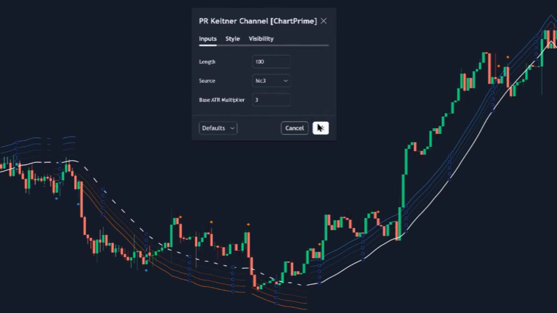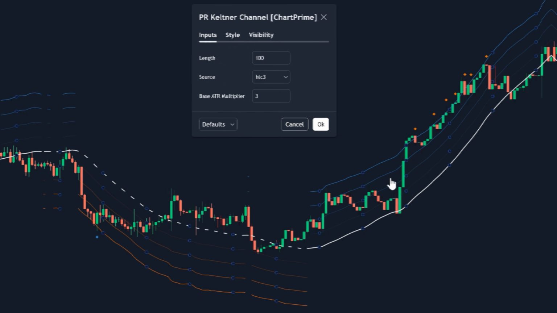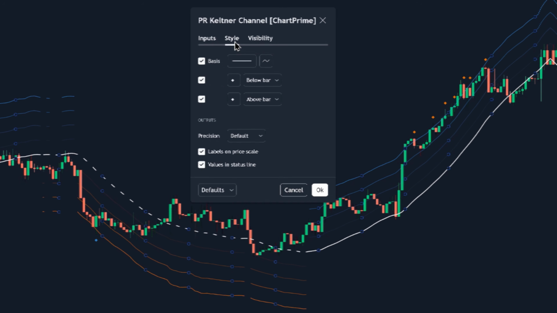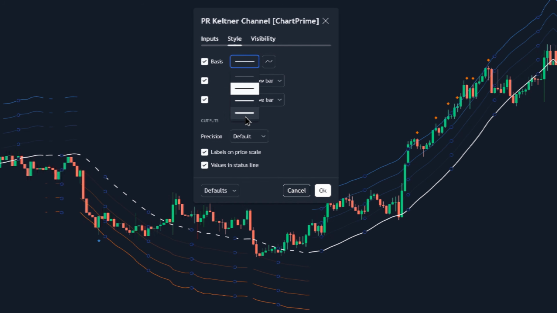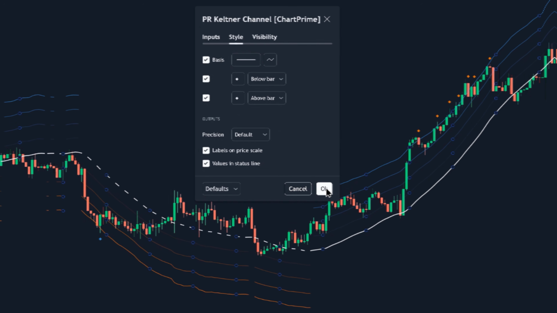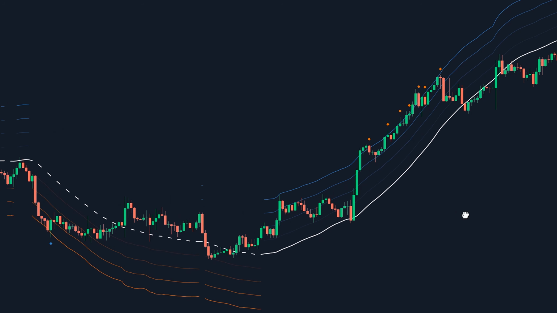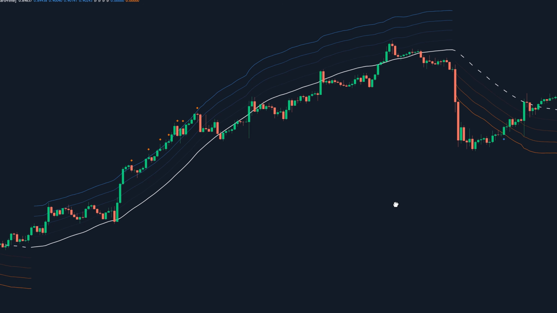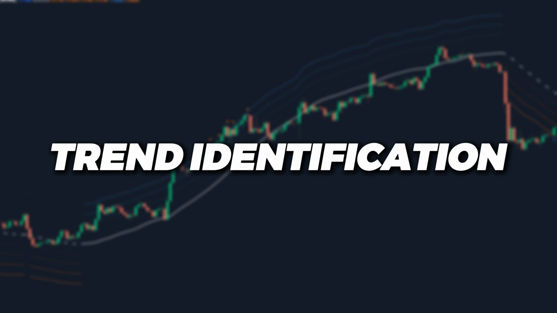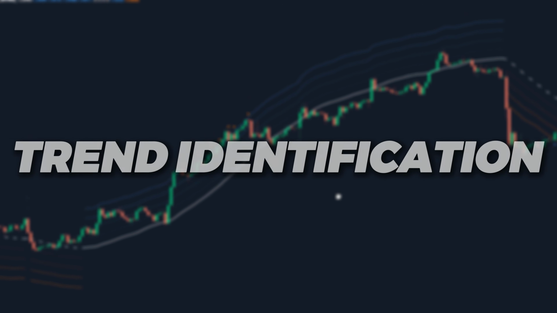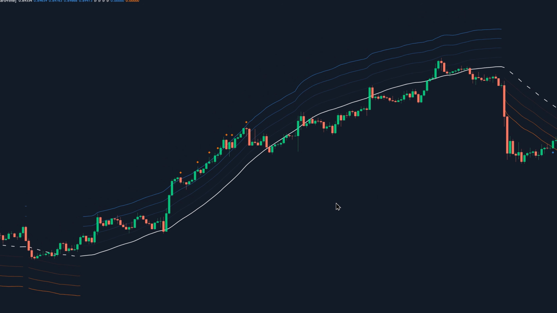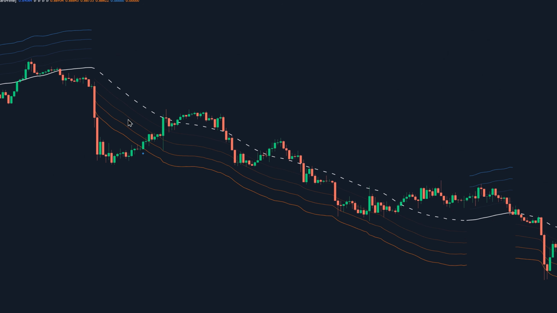Now, if you wanna adjust this indicator even further, you can take a look at the Style tab and make your changes. After you've made your changes, click OK, so we can take a look at how usable this indicator can actually be. Now, the first use of this indicator is gonna be trend identification. So how do you identify the trend of the market using this indicator? Well, we're gonna be using the basis line.